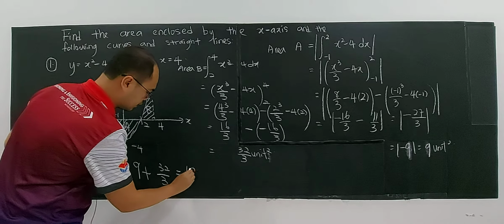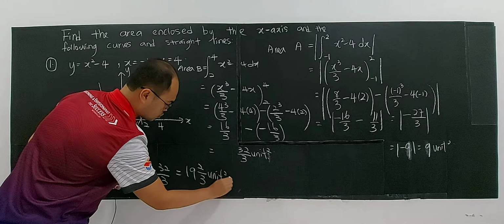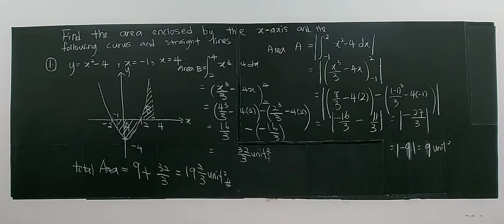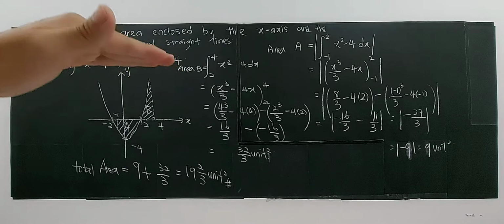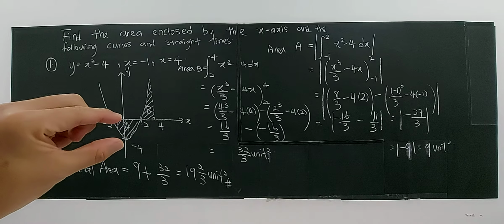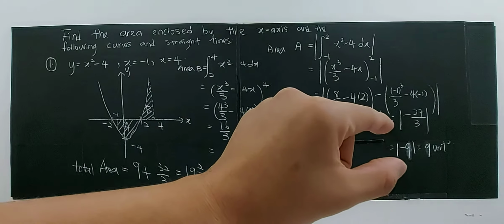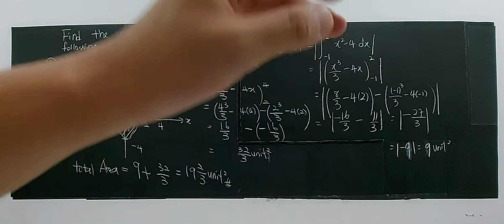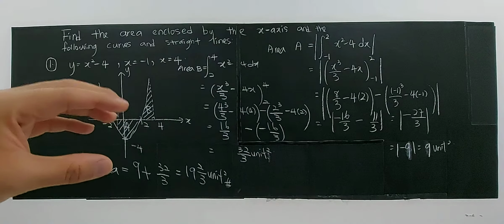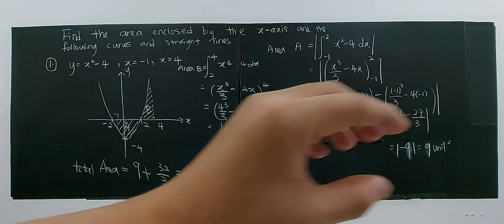So it's 19 2/3 unit square, right? This is the way we evaluate the area under a curve when there is only one curve, between this curve and the x-axis. There's the region below the x-axis. While you're integrating, you are getting a negative value. That's why I put modulus, because I want to find the area of this region. So I put a modulus to get a positive value.